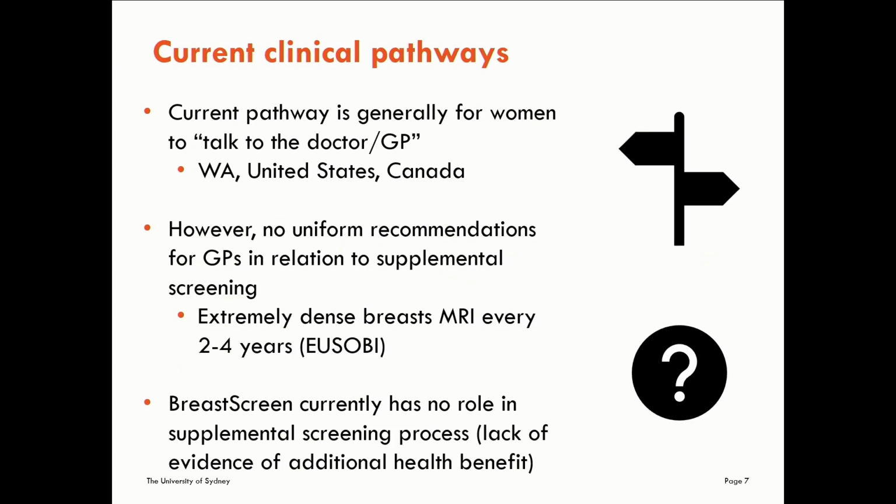So the current clinical pathway for women with dense breasts, so women in those upper two categories, categories C and D, is for women to talk to their doctor or their GP. And this is what's being recommended in Western Australia, where women are notified about their breast density, and also in the United States and Canada. However, there's no uniform recommendation in any of those jurisdictions for GPs in relation to supplemental screening. So there's no clear guideline on what to do with women with dense breasts.